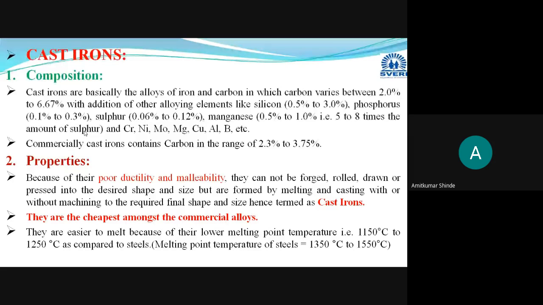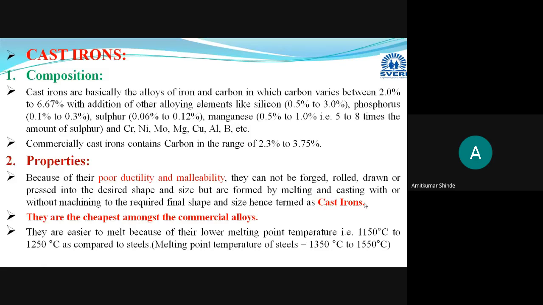Now, after studying the composition of the cast iron, depending on the percentage or amount of the alloying elements or basic elements, we are going to decide the properties of the cast iron. Now, before starting the actual properties, first we will try to understand why this name is given as the cast iron only.